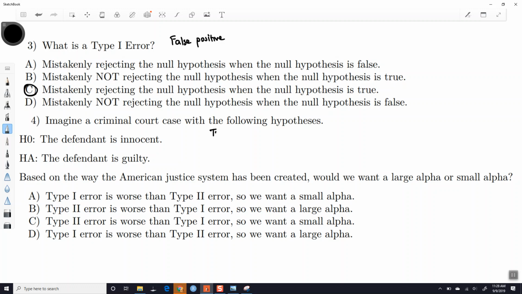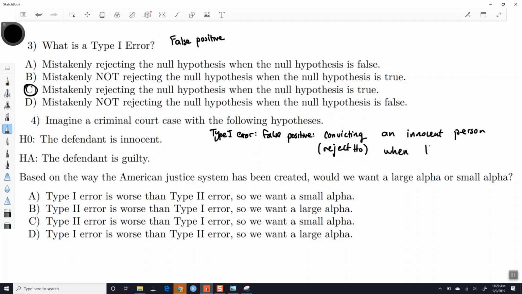Okay, so the type 1 error, again, is the false positive, which in this case is convicting an innocent person. Convicting is rejecting the null hypothesis when the null hypothesis is true. Okay, and that's worse than the other. Type 2 is letting a guilty person go free.